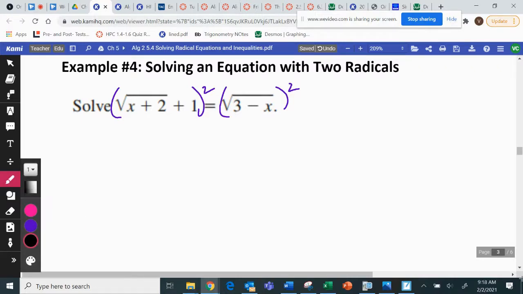On the left, we have a square root plus a number. So you have to write it twice.